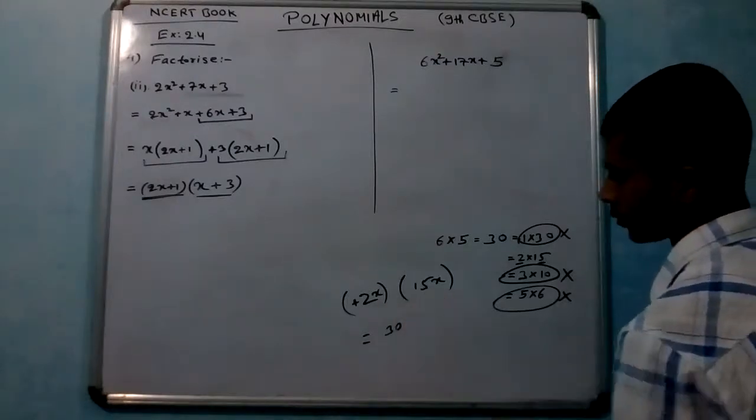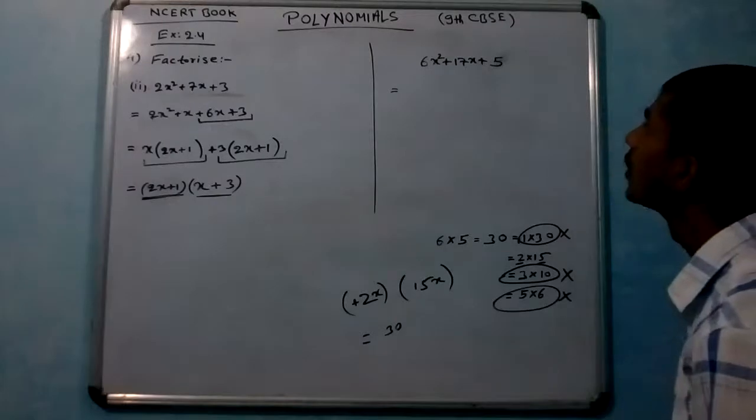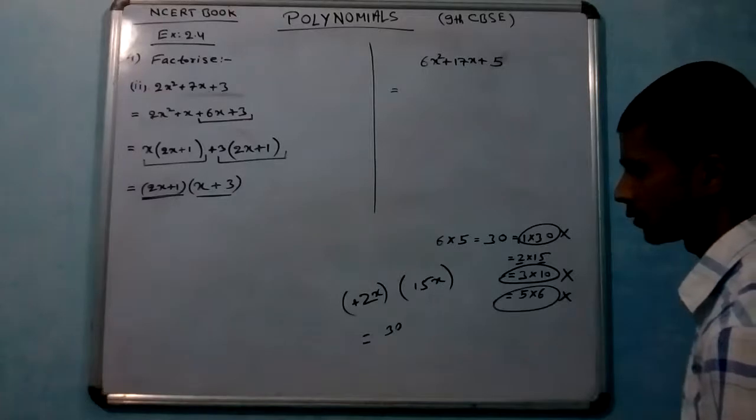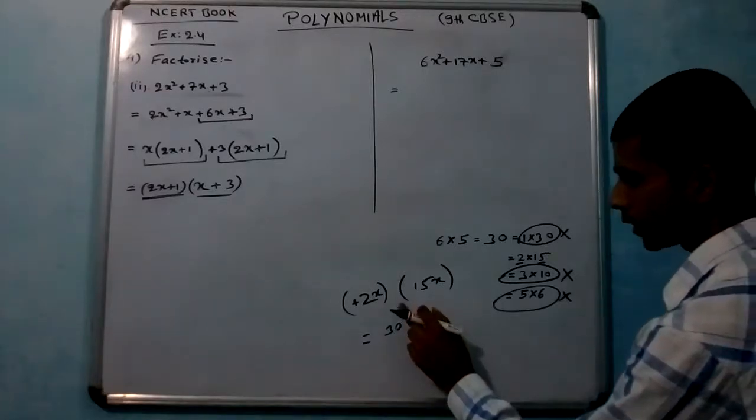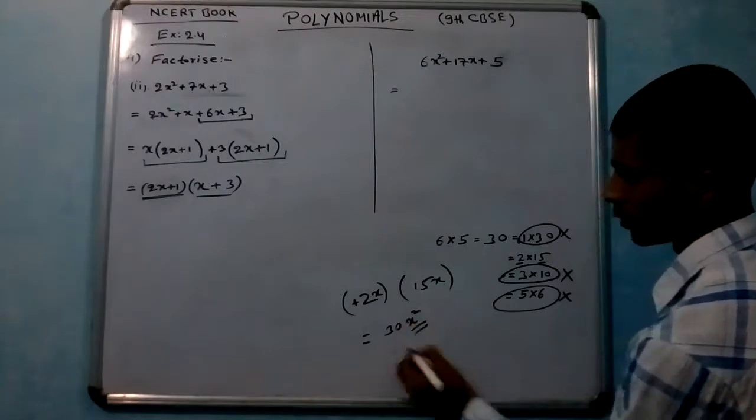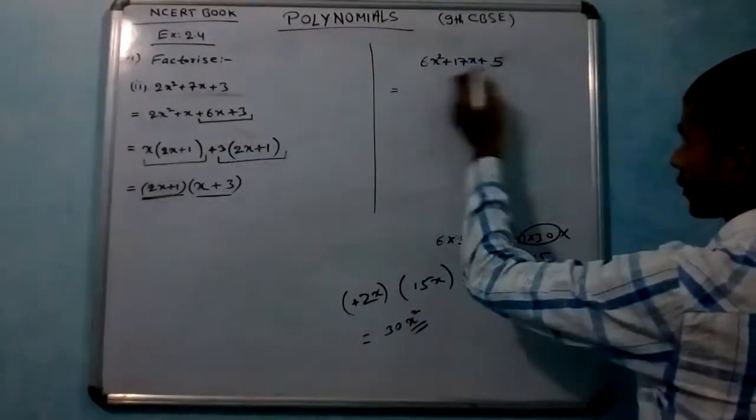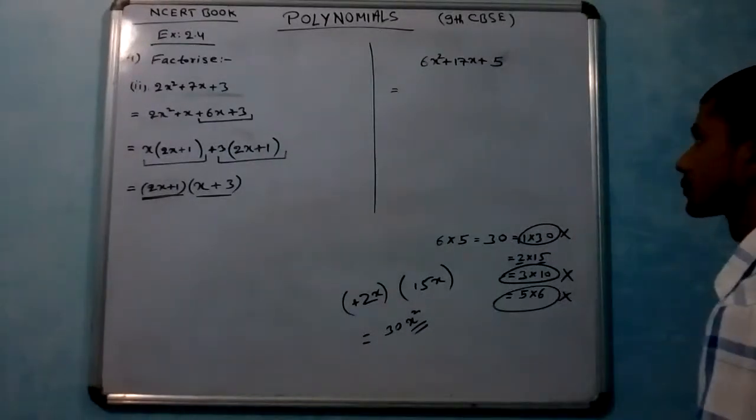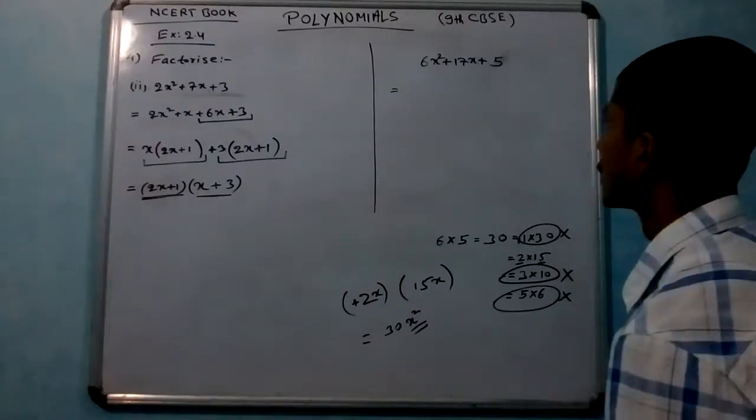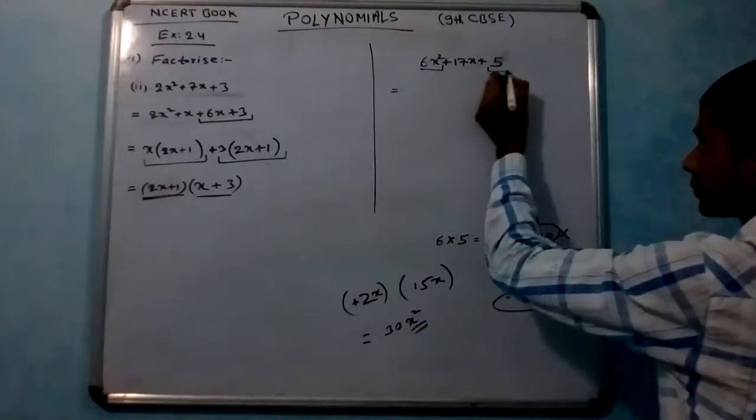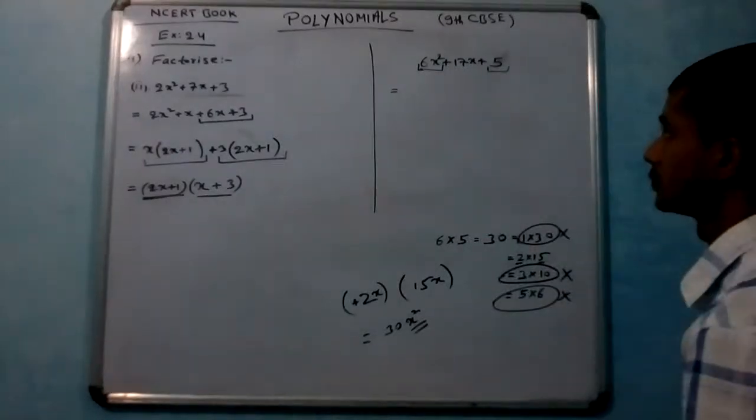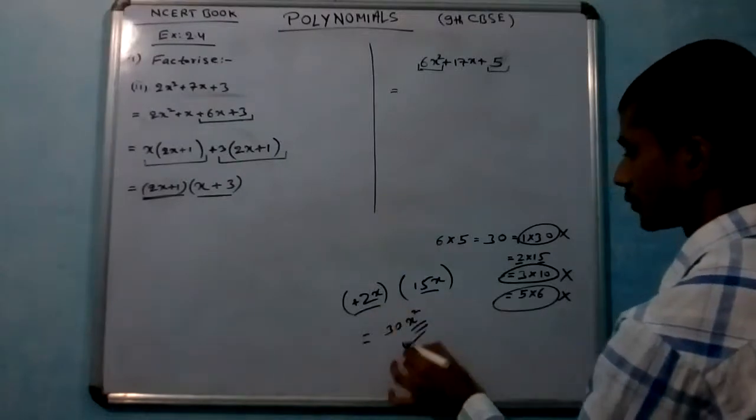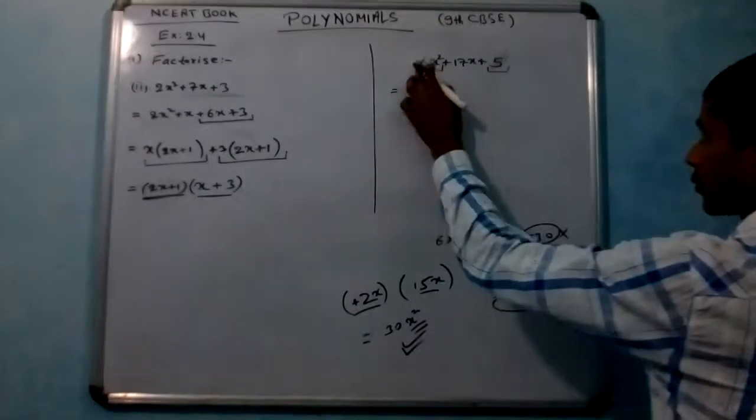X into... First of all, you tell me, here 30x square. And what is the product of the first and the last term? 30x square, and here we are getting 30x square. So is it okay? Come on, now tell me what should I write next?